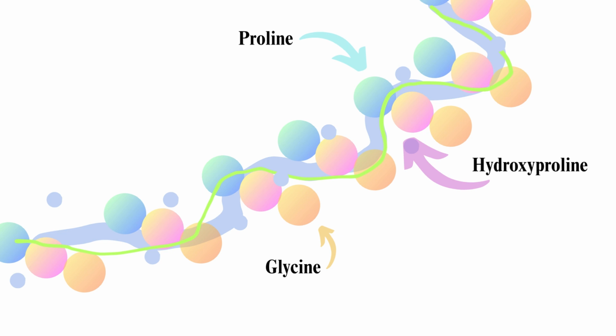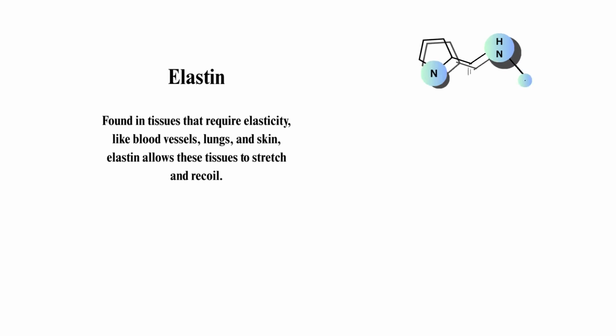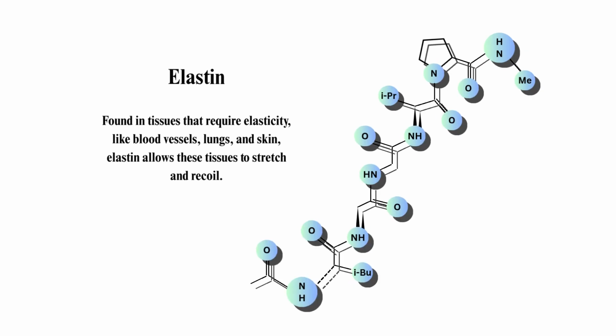providing support and strength. One of the examples is collagen, the most abundant protein in mammals. Collagen provides structural support and tensile strength to connective tissues like skin, tendons, bones, and cartilage. Its triple helix structure gives it exceptional tensile strength, making it the perfect matrix for these tissues. Another example is elastin, found in tissues that require elasticity, like blood vessels, lungs, and skin. Elastin allows these tissues to stretch and recoil.